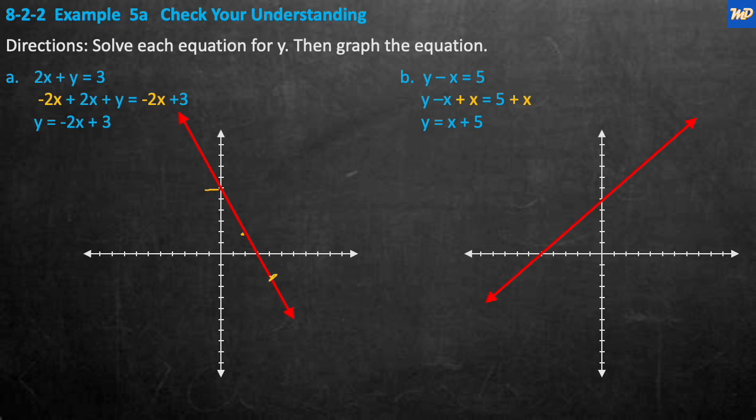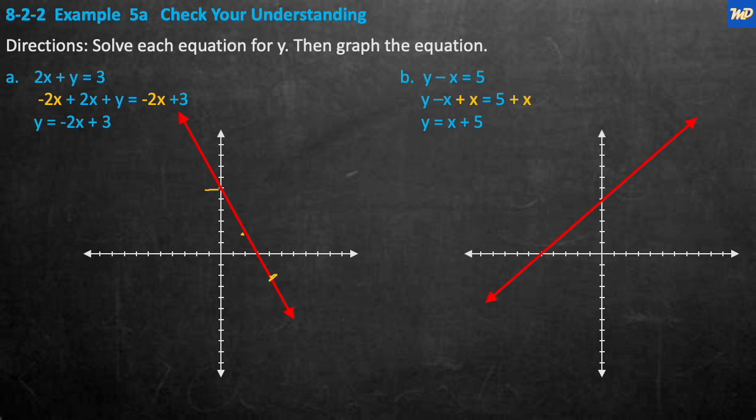5a. Check your understanding. Directions. Solve each equation for y, then graph the equation. So we've already done this here. We got the graph, and we're just going to talk about it. Just going to go and think about it. How did we get the numbers, and why did we pick the numbers?